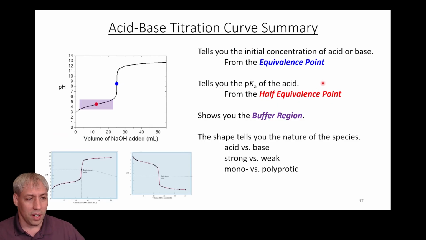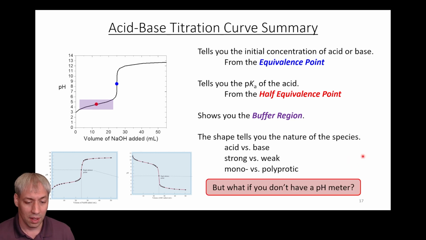So just a quick summary on the acid-base titration curve. Here's our graph for a weak acid being titrated with a strong base. We have the equivalence point, which tells us when the amount of base equals the initial amount of acid. We have a half equivalence point, or a midpoint, where it's halfway to the equivalence point. It tells you the pKa of the acid. We also see a buffer region. Not only that, we can look at the shape and we can know acid versus base, strong versus weak, monoprotic versus polyprotic. So yeah, a lot of information.